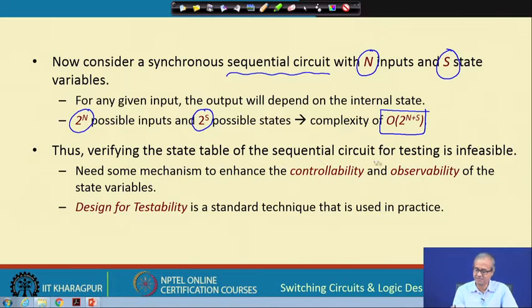Verifying the state table of a sequential circuit is also infeasible. So, we need some mechanism for handling this complexity. We shall see later that we talk about some method called design for testability, which gives us a practical and feasible solution with which we can address this issue.